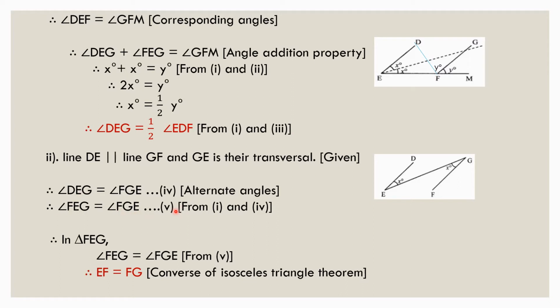Now I am considering the triangle FEG. Angle FEG is congruent to angle FGE. Angle FEG and angle FGE are equal, which means this triangle is an isosceles triangle. Therefore, by the converse of the isosceles triangle theorem, EF is equal to FG.